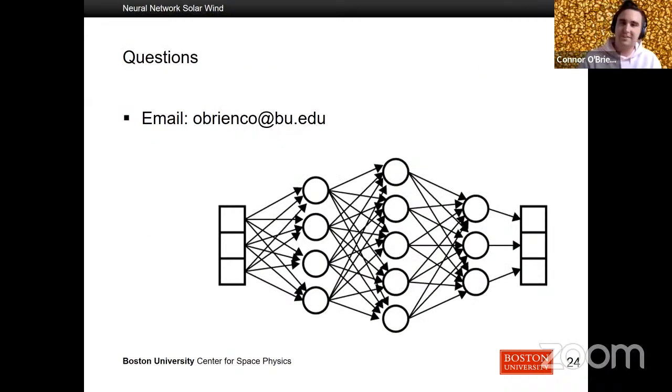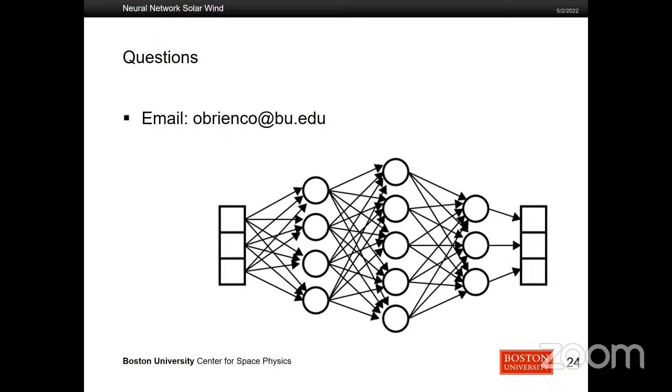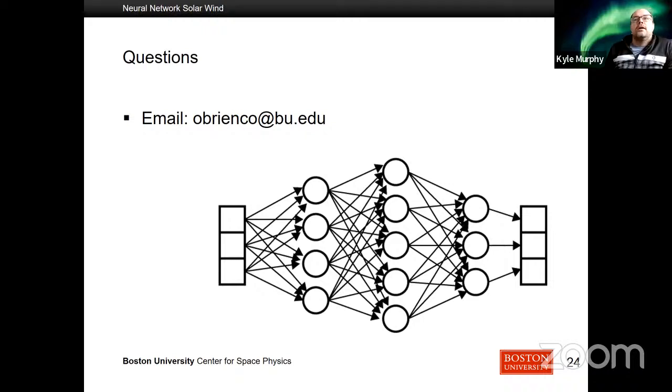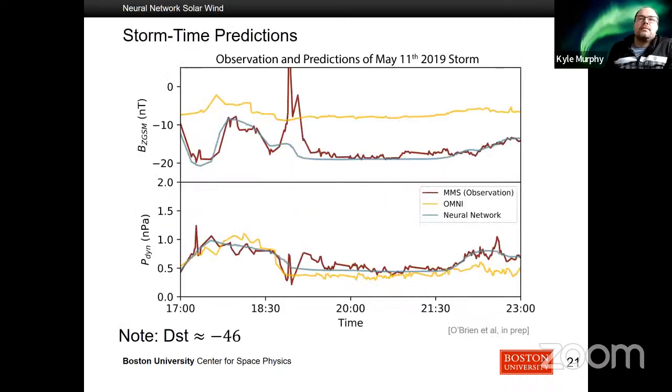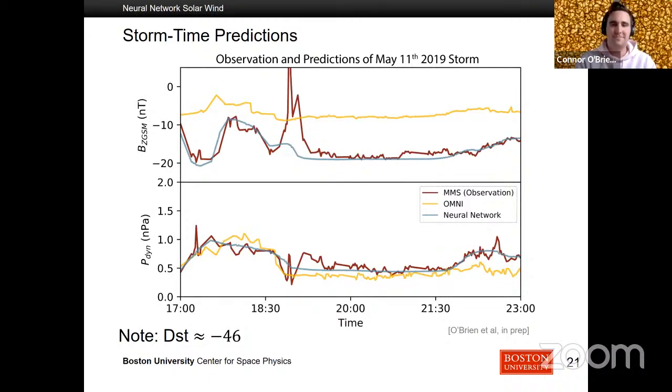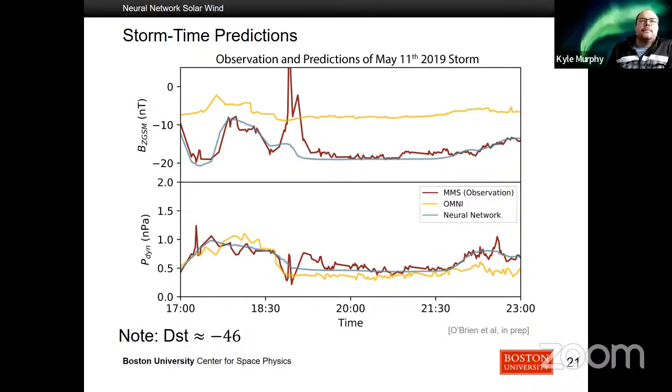Thank you very much. All right, thank you for a wonderful talk, Connor. We do have a few questions in the chat. The first one comes from Eric Winter. In the example you showed, the neural network wasn't able to capture the transient at about 18.5. Do you have an idea of why that might be?